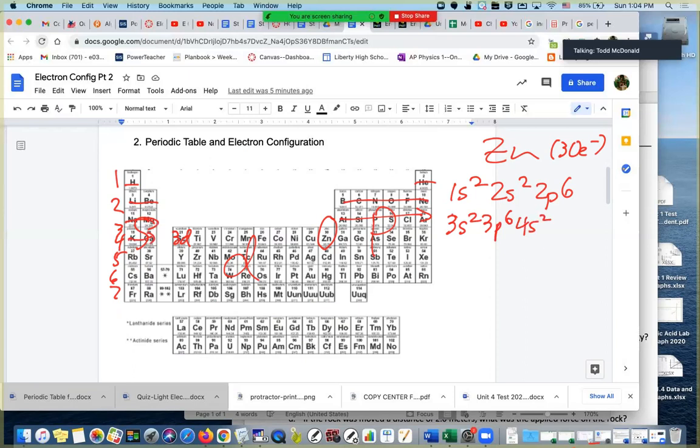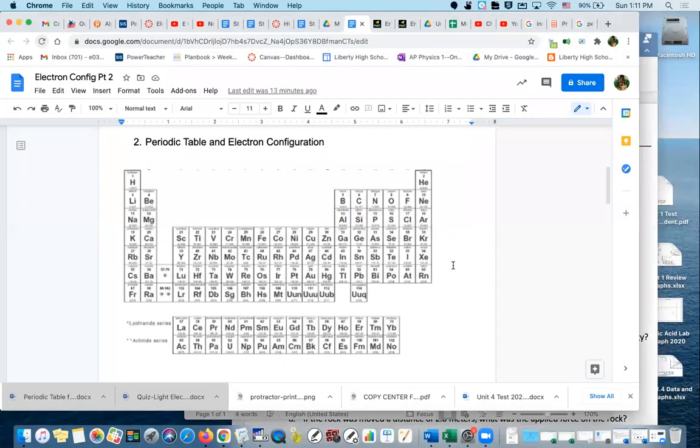And so we could just count them and go 1, 2, 3, 4, 5, 6, 7, 8, 9. Hey, I'm on the last one anyway. So 3d10. That is your electron configuration for zinc. So you can pretty quickly find and locate the element, and it actually tells you very quickly. We would know based on its location that it ends in 3d10, and you can fill in everything up to it. So knowing the periodic table and how it's arranged will really help you with electron configuration.